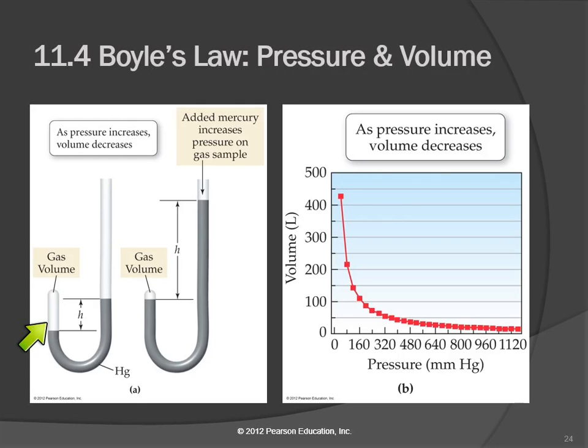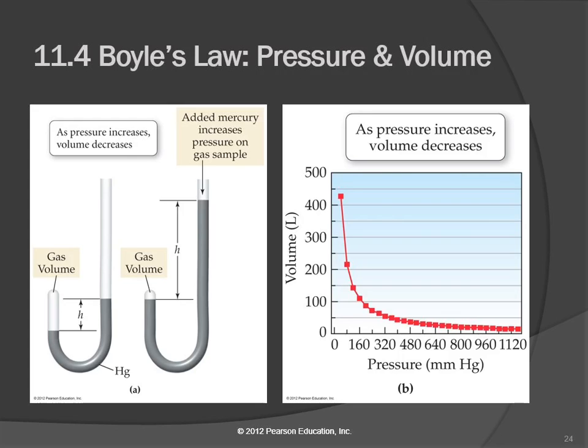So what this is showing here is that because the gas is pushing down on the mercury, the pressure of this gas is greater than the atmospheric pressure because it's pushing the mercury down. And so it has to come up on the other side. And so we can measure the pressure just with a ruler, measuring the difference in heights of columns of mercury.